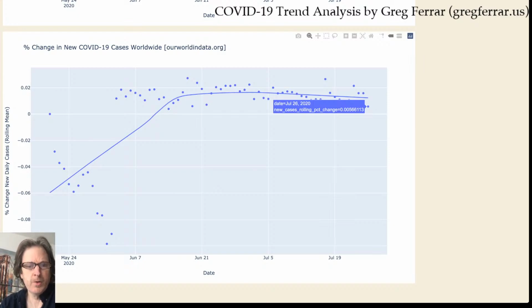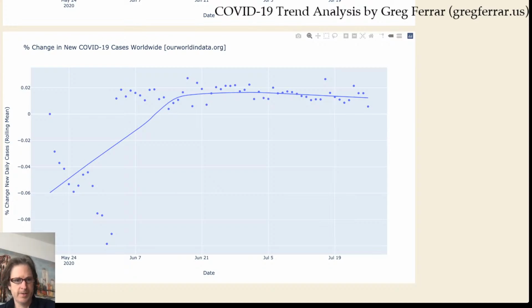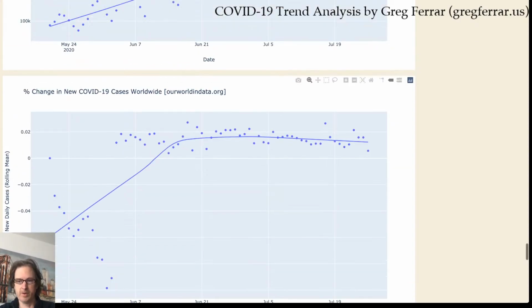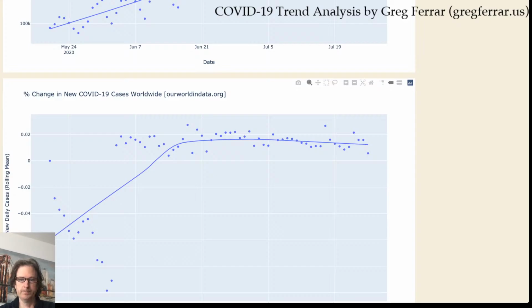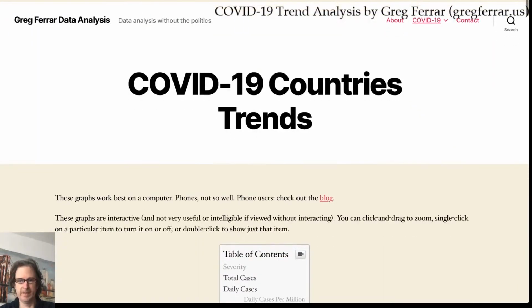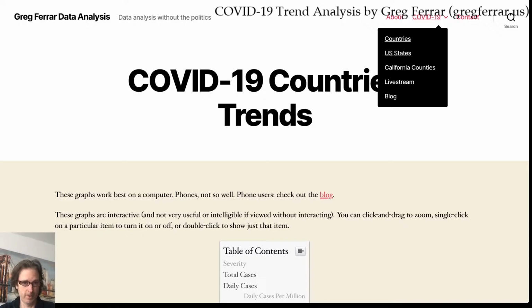So the world, after a long plateau, appears to be starting a trend towards zero growth, which at this rate would take forever. But if this point is any indicator, maybe we're going to start to see some lower cases. In any case, at least it's not rising in the way that it used to be. The world cases are still rising, but the rate at which they're rising is starting to shrink. So that's a little bit of indication of good news for the world.